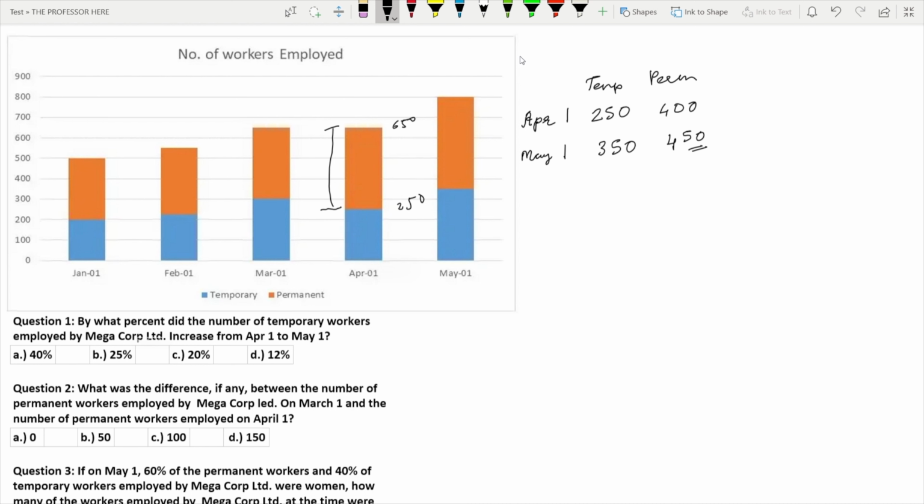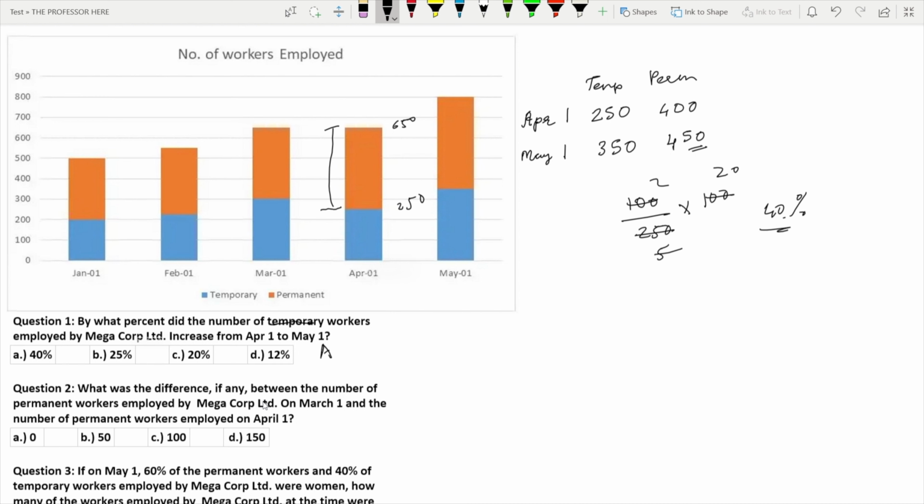Anyway, the question asks what percentage did the number of temporary workers employed by Megacorp increase from April 1 to May 1. So the increase you can see is 250 to 350. So 350 minus 250, which is 100, divided by the initial value, which is in April 1, which is 250, into 100. So that's how you find the percentage. You can divide by 50, so 40 percent is the answer. Option A is the answer.